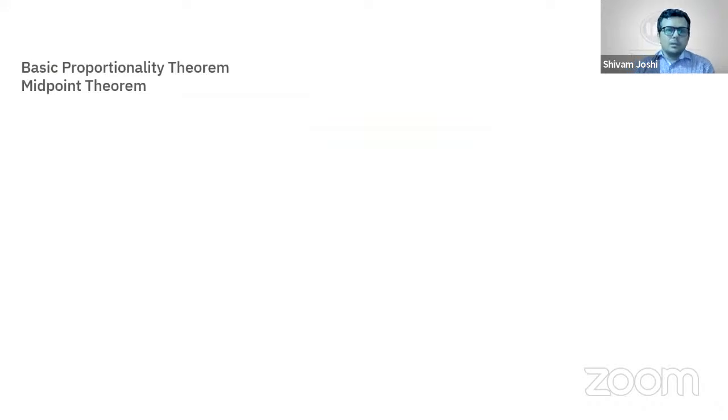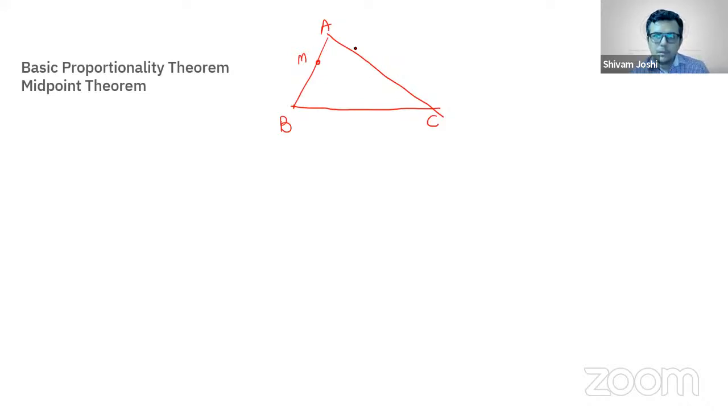Okay. The next agenda is the basic proportionality theorem and the midpoint theorem, right? So what is the basic proportionality theorem? ABC is a triangle. Suppose M is a point here, which is not necessarily a midpoint, okay? And N is also a point here such that MN is parallel to BC.